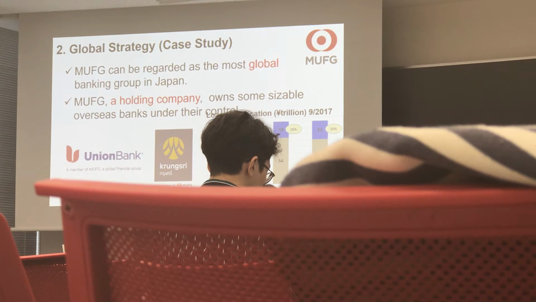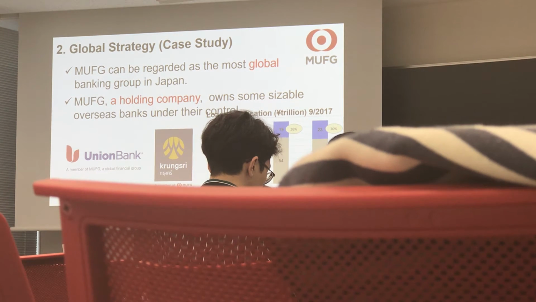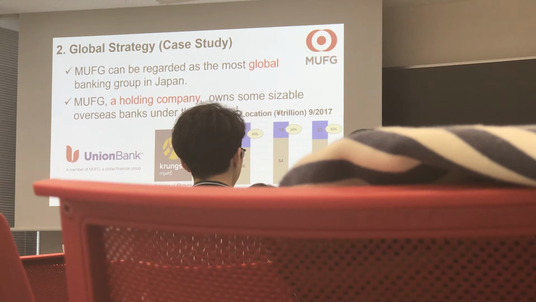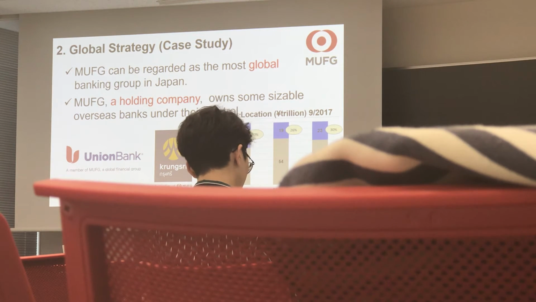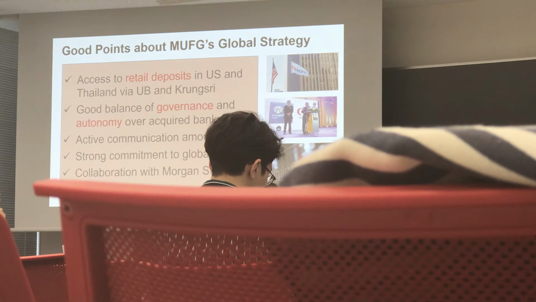Case study: global strategy of Mitsubishi UFJ Financial Group. Among the 3 mega banks in Japan, like Sumitomo Mitsui Financial Group and Mizuho Financial Group, MUFG, Mitsubishi UFJ Financial Group, is the greatest group in terms of global strategy and the largest operation globally. And what is good about the MUFG global strategy?